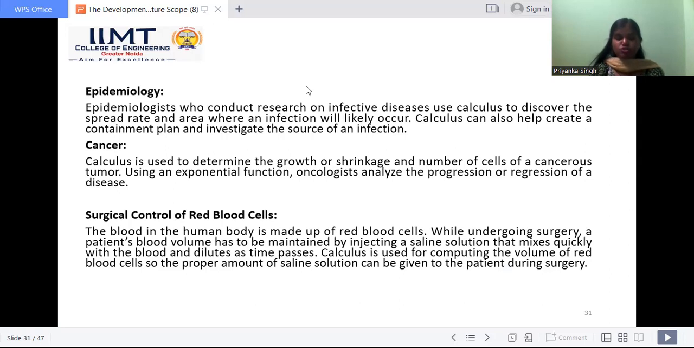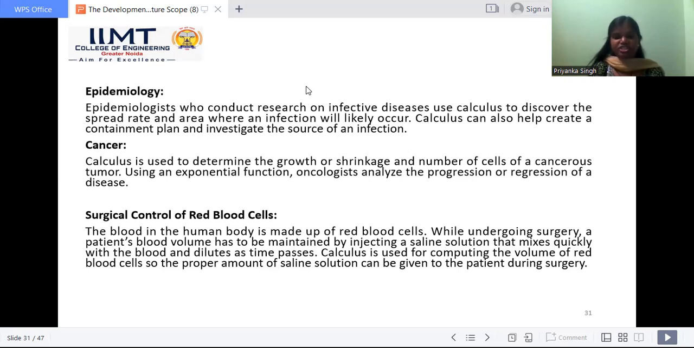Cancer. Calculus is used to determine the growth or shrinkage and number of cells of a cancerous tumor using an exponential function. Oncologists analyze the progression or regression of a disease. Surgical control of red blood cells. The blood in the human body is made up of red blood cells.